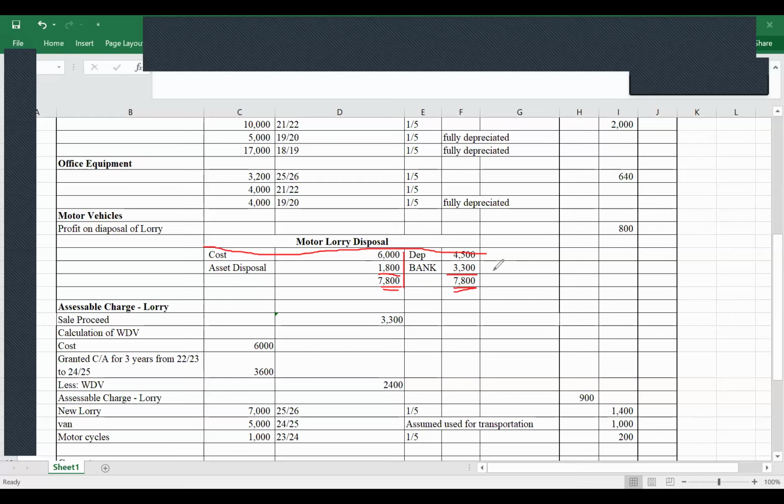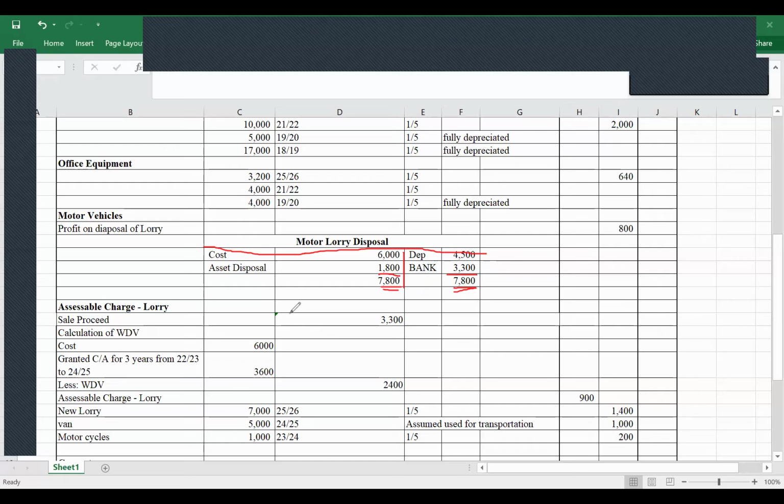Then what is the value they sold that asset? That is 3.3 million. That is what we have calculated. So this is the value we should debit to the bank account. That means we sold our lorry at the value of 3.3 million.